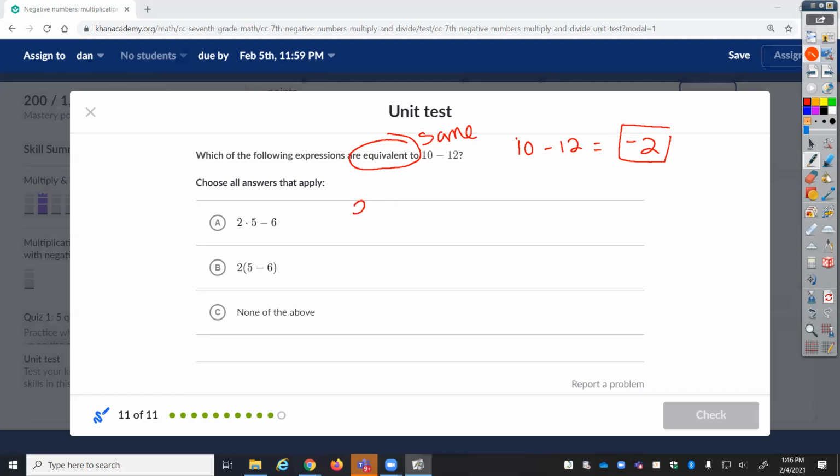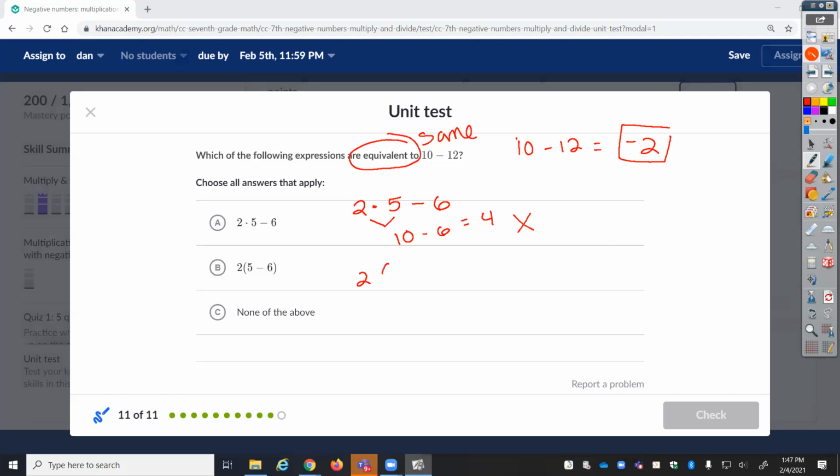So we take the first one. We have 2 times 5 minus 6. We're doing order of operation here. So what is the first thing that we should do? Multiply. All right, so we multiply these two. What's 2 times 5? 10. And what's 10 minus 6? Is that the same thing as -2? 4. That's not my answer.